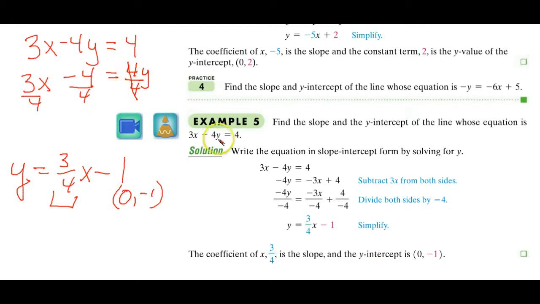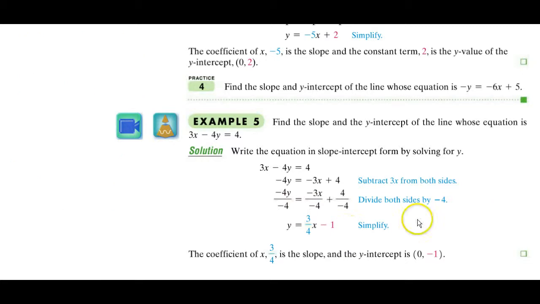Okay? Now they did it the other way. They transposed the 3x, got it to be negative. Then they divided everything by a negative 4. Remember I told you there is a problem that students can sometimes forget to put negatives there. So if you make your y positive first, you don't have to worry about it. But this way's a good way too. It's just that it's more prone to error.